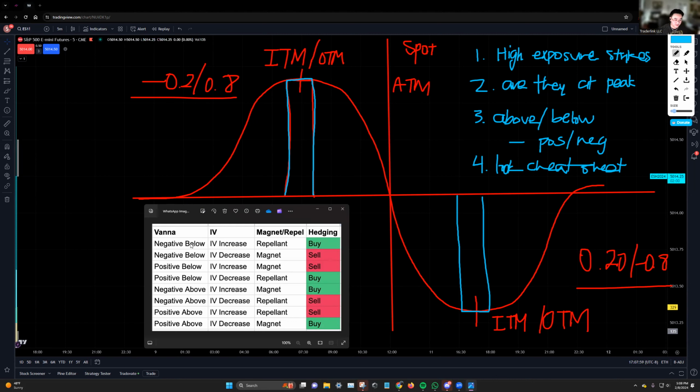There's multiple variations of this one. I just use this because it's simpler. I don't need anything else really. This works perfect for me. You just go step by step. What is Vanna? Negative below, positive below, positive above. Just go column by column. It's very easy. Next step, after all this, right?